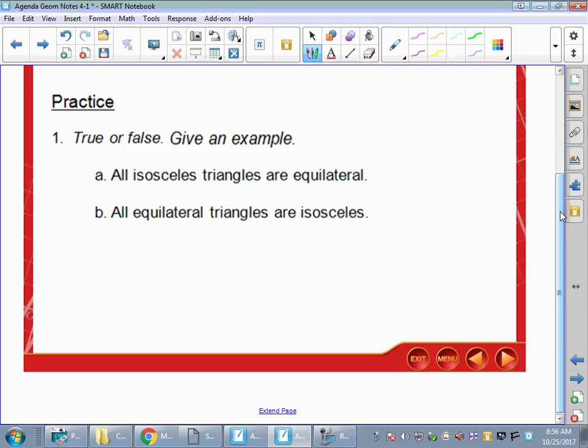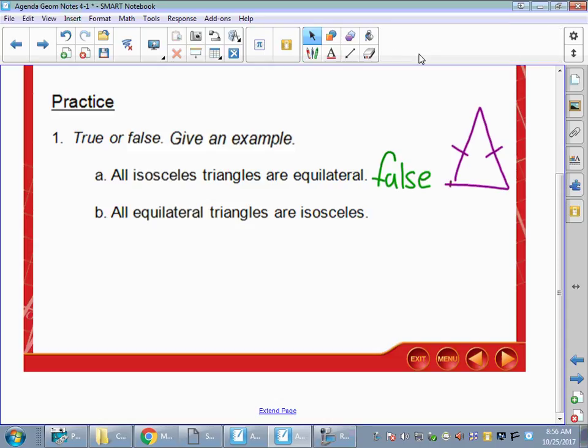Are you thinking to yourself false? Because I could draw a picture, right? Is this isosceles? Not the best triangle. Is that isosceles triangle equilateral? It's got two sides congruent, so it says at least two sides, but that third side is not congruent, so it's not equilateral. But look at 1b, it says all equilateral triangles are isosceles.